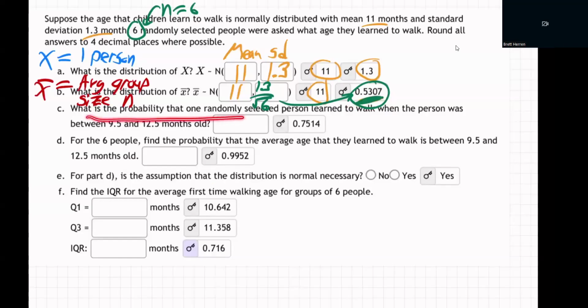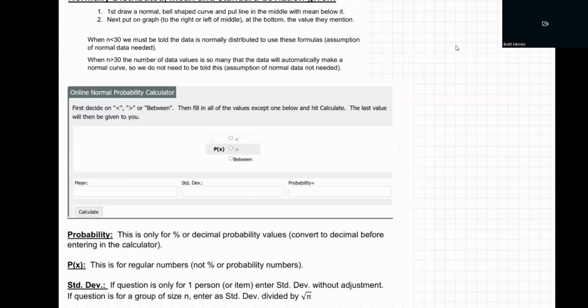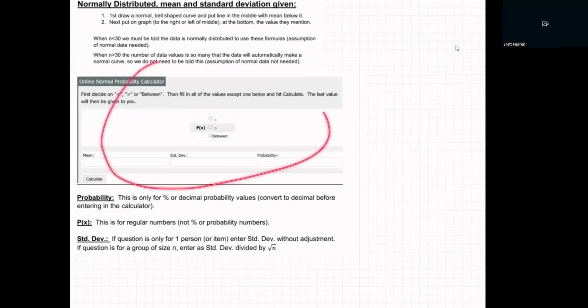What is the probability that one randomly selected person learned to walk when the person was between 9.5 and 12.5 months old? Okay. How do we put things in the calculator? Well, here it is. Again, here are the notes. Here's a picture of what the calculator is going to look like. And basically, it's just telling us what the things are. Probability. This is only for percentage or decimal probability values. Convert to decimal before you enter it in the calculator. P of X, this is for regular numbers, not percentage or probability numbers. We know what the mean is. We know what the standard deviation is.